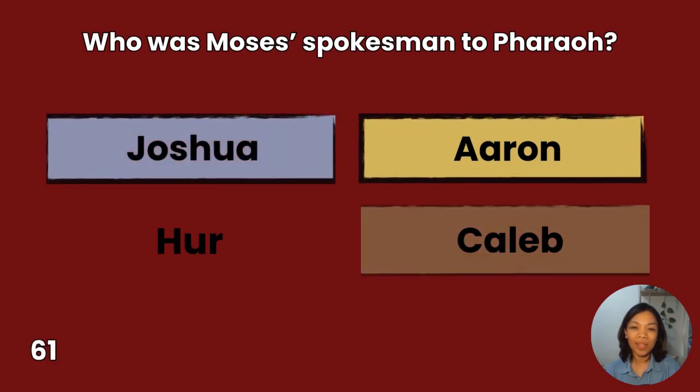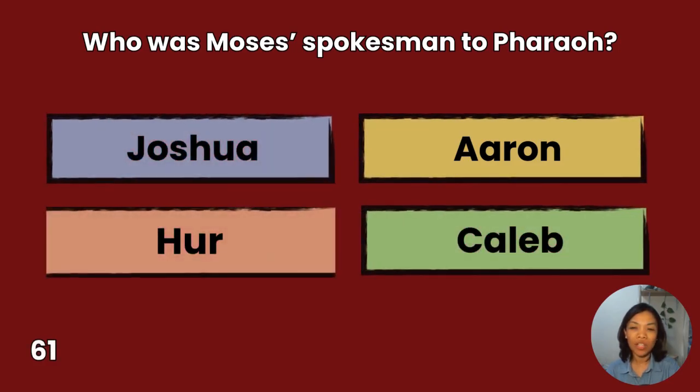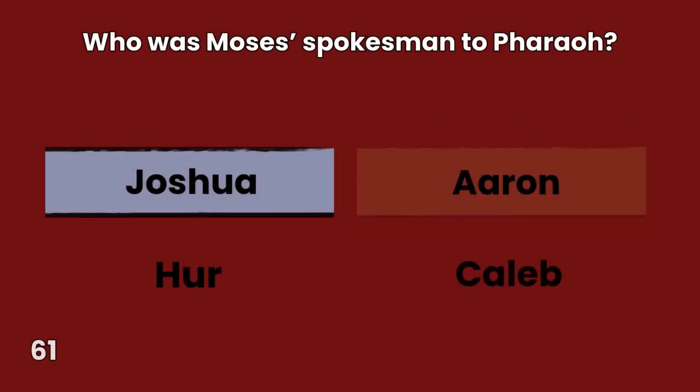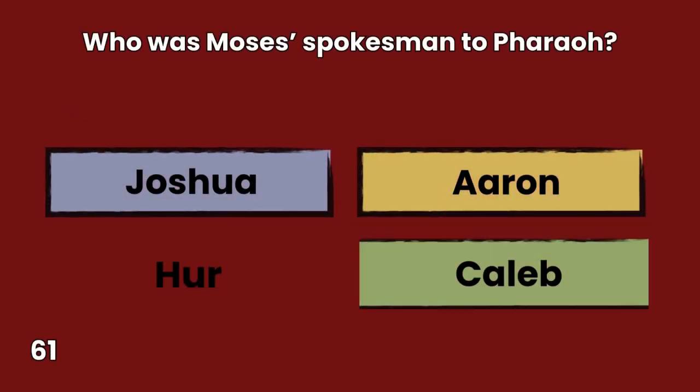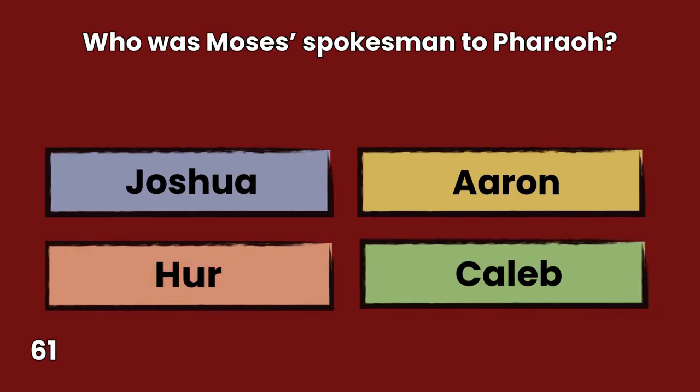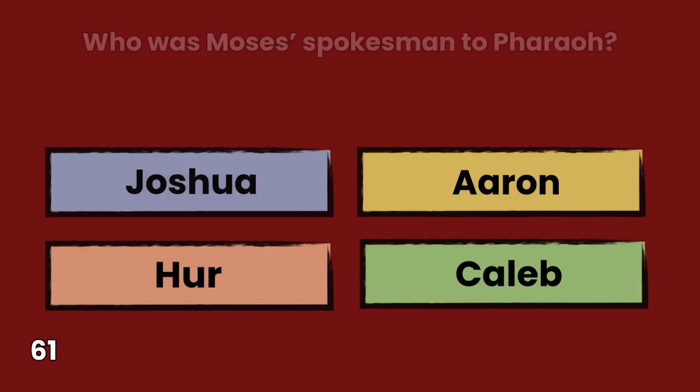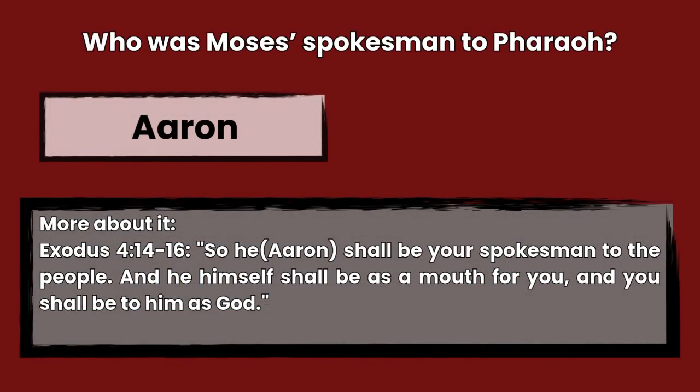61. Who was Moses' spokesman to Pharaoh? Joshua, Hur, Aaron, Caleb. You have 10 seconds to answer. The answer is Aaron. Exodus 4:14-16. So he, Aaron, shall be your spokesman to the people, and he himself shall be as a mouth for you, and you shall be to him as God.